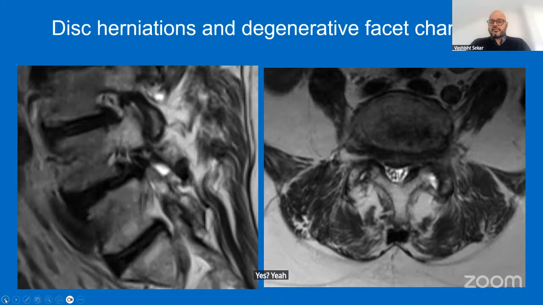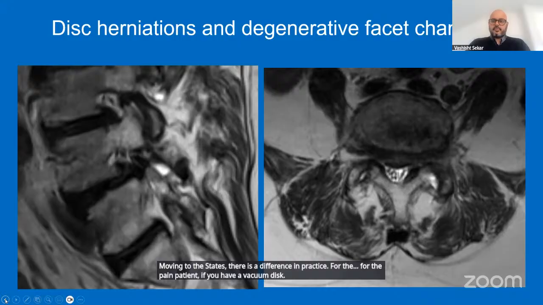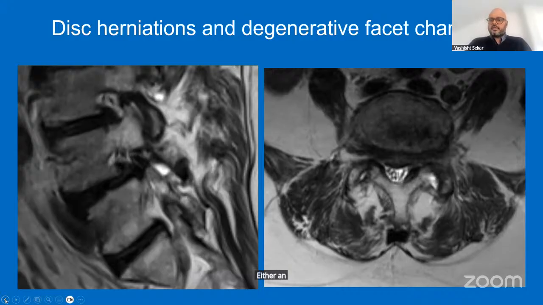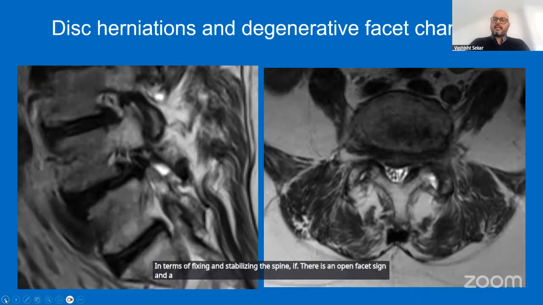Yeah, actually, it's very interesting because, having trained in the UK and moving to the States, there is a difference in practice. For the paying patient, if you have a vacuum disc, they would argue that they would do some kind of lift, either an X lift or an O lift or a T lift. Any of the preferred lifts can be done, and that's an indication for stabilizing, especially in the context of failed conservative therapies, etc. So they're much more aggressive than in Europe in terms of fixing and stabilizing the spine if there is an open facet sign and a vacuum disc phenomenon and the patient has back pain. So very aggressive with that.